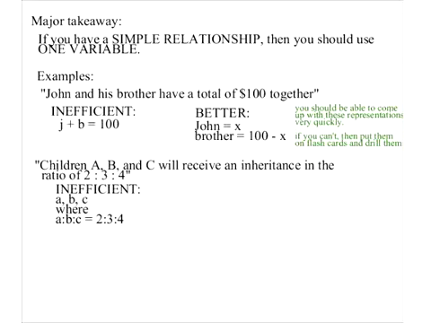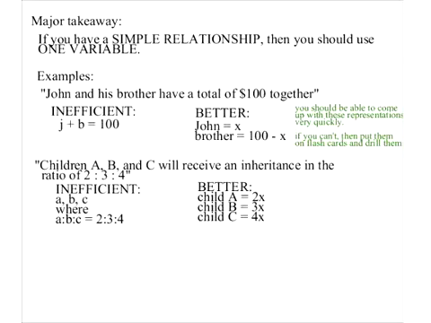In the text box, what's the best way to do this? Yeah, a couple of you are answering this. The better way to do this would be child A gets 2x amount, child B gets 3x amount, and child C gets 4x amount.